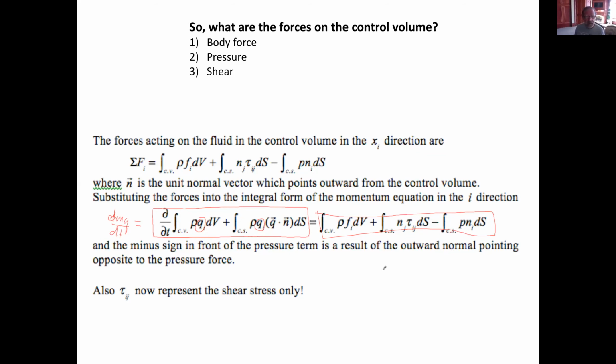It will be clarified. So the change in momentum in that control volume is equal to all the forces which are acting, body forces and things like that, which I tried to discuss. Let me try to simplify that a little bit so we can understand what we're doing.